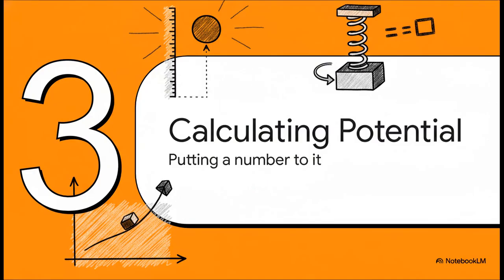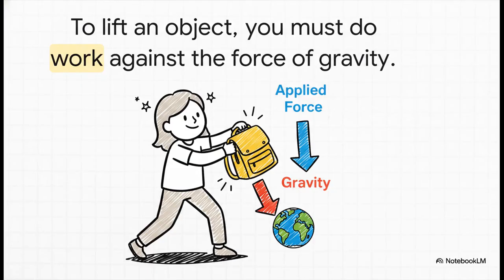So now we know what gravitational potential energy is. But how can we measure it? How can we give it a value, a number? Let's see how we can calculate it. I want you to think about lifting your school bag from the floor. You have to apply a force with your muscles to lift it up, isn't it? When you do that, you are actually doing work against the force of gravity, which is always trying to pull a bag down towards the center of the Earth.